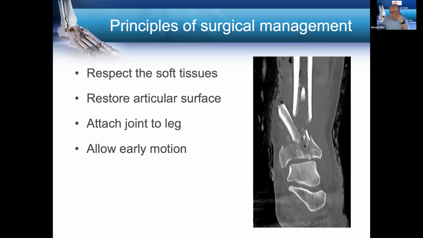So irrespective of when you treat them and how you treat them, the principles are the same, whether you use a fixator or anything. Number one, these soft tissues have had enough, don't mess them around anymore. Number two, it's a joint, put the joint back together. Number three, joints are better attached to a leg, so stick it on the leg. And four, fix it well enough that you can get that ankle moving, because if they end up with a completely rigid ankle, you might as well have fused it at the beginning.